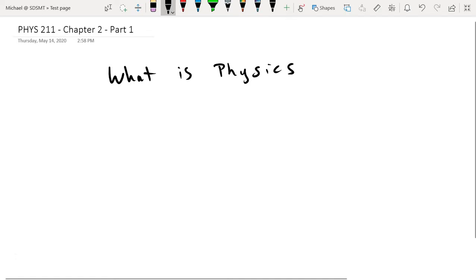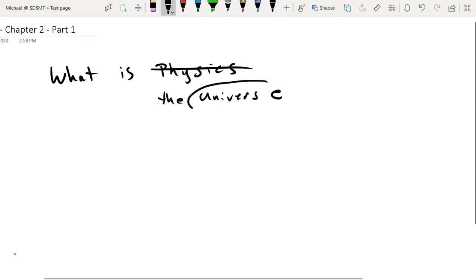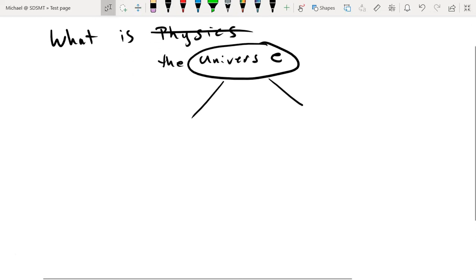Well, a better question might be to ask, what is the universe? That might seem like a really complicated question, but the universe is only comprised of two things, arguably. One of those things is going to be matter, and I realize that we could also argue the existence of antimatter and dark matter and those kinds of things, but we'll just clump all of that together into this one category. And then the other category would be energy.